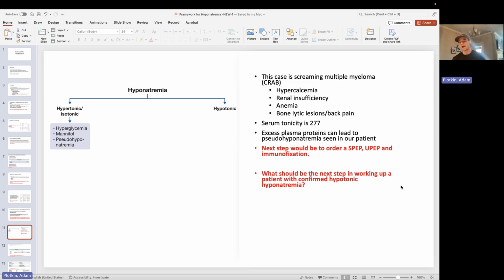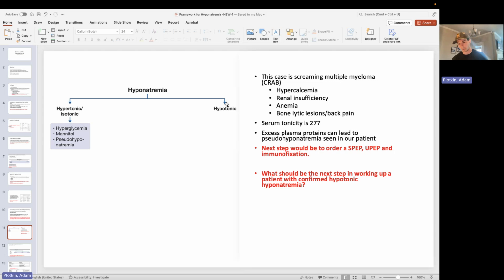So we have now talked about both hypertonic and isotonic hyponatremia. We are now ready to get into the big bang for our buck, the hypotonic hyponatremia. So again, in my image here, we take hyponatremia, we break it down into hypertonic or isotonic, and we break it down into hypotonic. Those are our two branches, right?